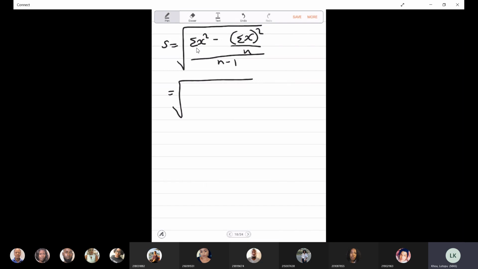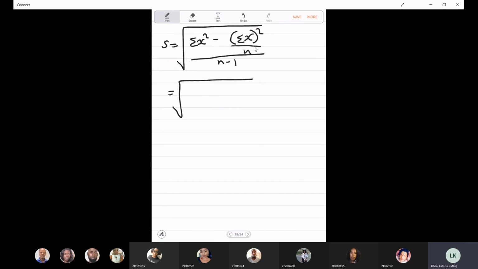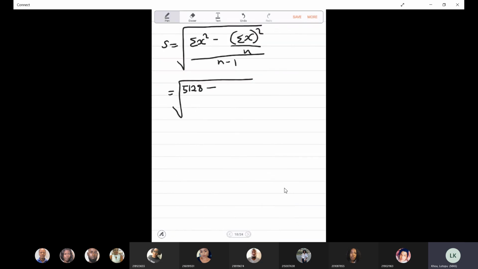So over here we said you square each of the sample elements. So 32 you square it, 34 you square it, 32, 30, 32 you square them, then add them all together. Then what you should get, or what I got, is 5,128. Then minus, this is just the 160 squared, so it's the sum of all the x's, then you square that. I divide by n, there's 5 elements, so I put 5, and then this is all divided by n minus 1, so 5 minus 1, which is equal to 4.